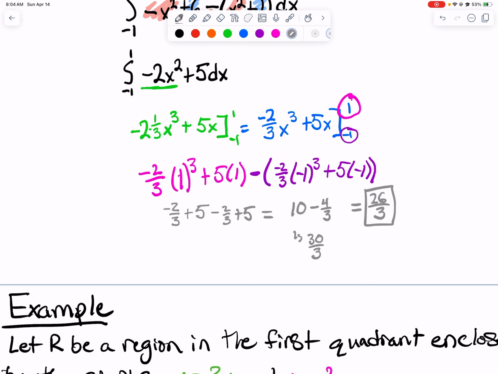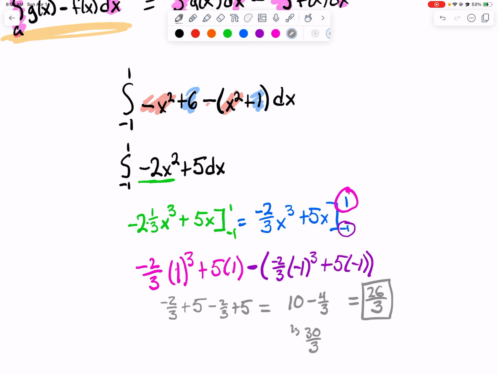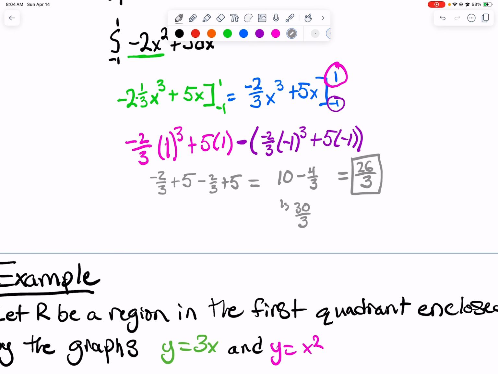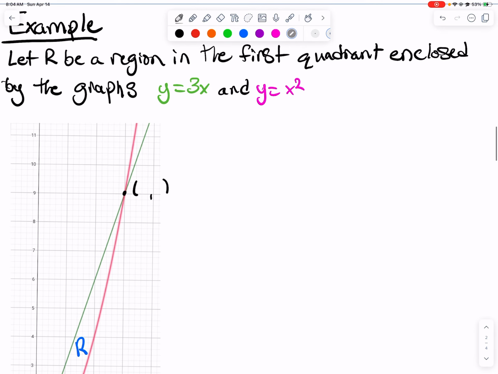So this idea isn't too scary. We just have to do some simplification, subtracting, and then just keep track of our negatives to make sure we're getting our right answer. It can get tedious, but I think this idea isn't going to be too scary for us. So awesome. Let's move on to the next example.